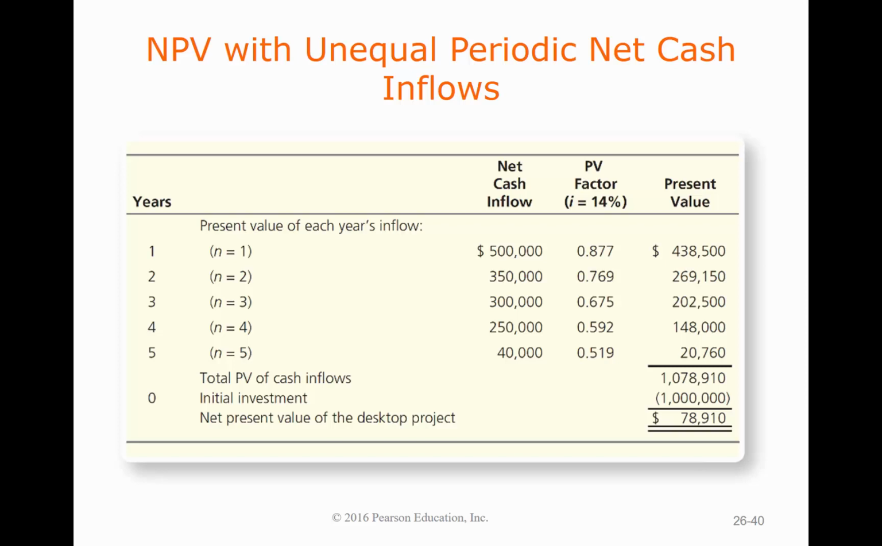This one, this is the desktop because it brought in different cash flows each year. You can't use the annuity one. So instead, you have to do the cash flow for the first year as a lump sum of $500,000 with a time period of 1. For the second year, the cash flow, a lump sum of $350,000 with a time period of 2, etc. This one has a net present value of $78,910.